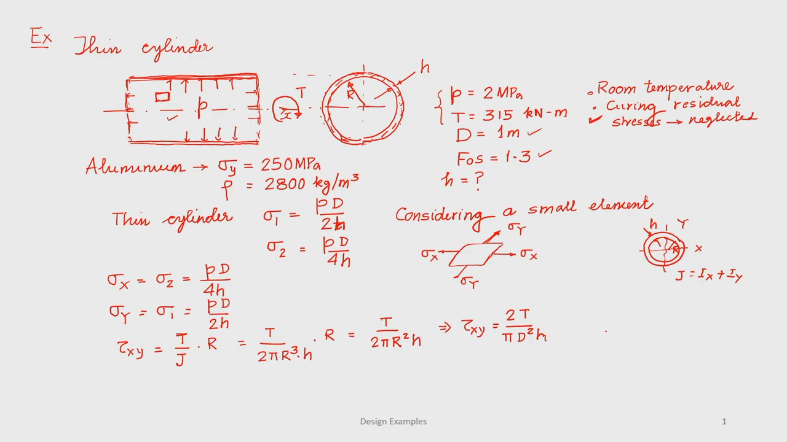So, what are the stresses acting? The stresses acting are sigma x and sigma y. Sigma x is equal to p d by 4 h, sigma y is equal to p d by 2 h, and there is shear tau x y equal to 2 T by pi d square h.